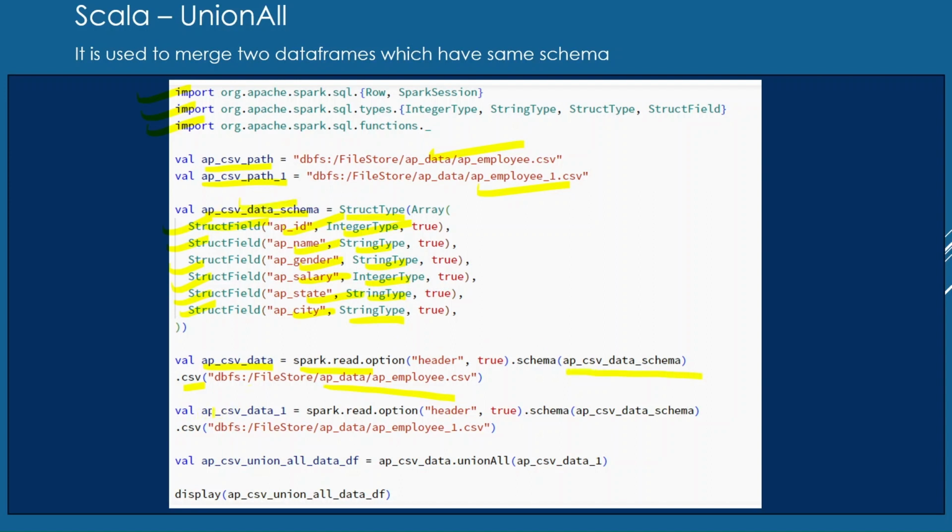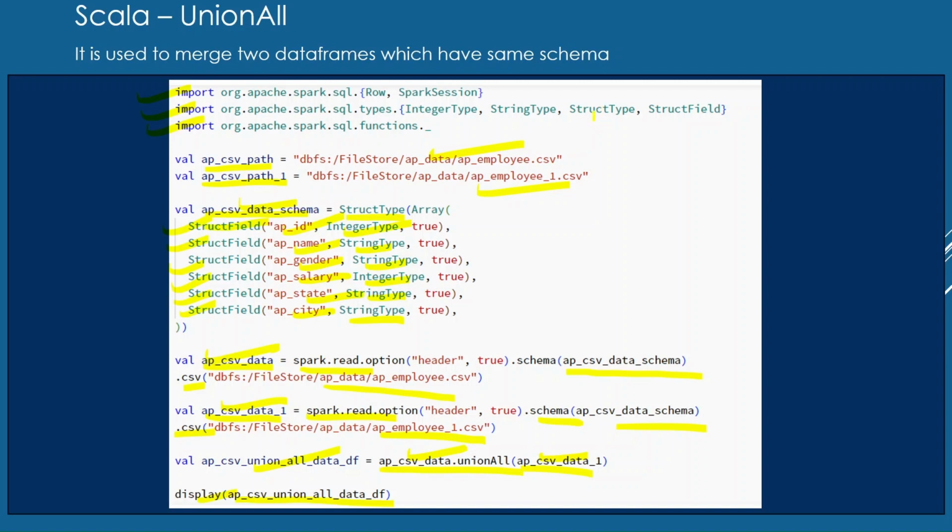In the same way, I am creating this data frame by reading this CSV file with the help of the spark.read.csv function, using the custom schema which we have created above. Once these two data frames get created, I call the unionAll function on top of one of the data frames and pass the other data frame name. It will merge these two data frames into a single data frame, and with the help of the display function, I display the newly created data frame.